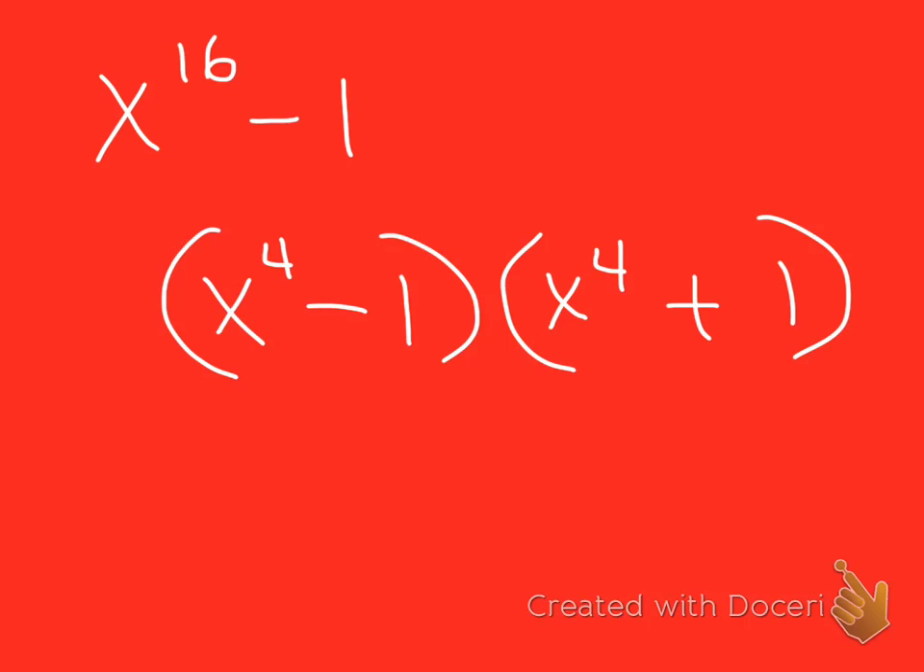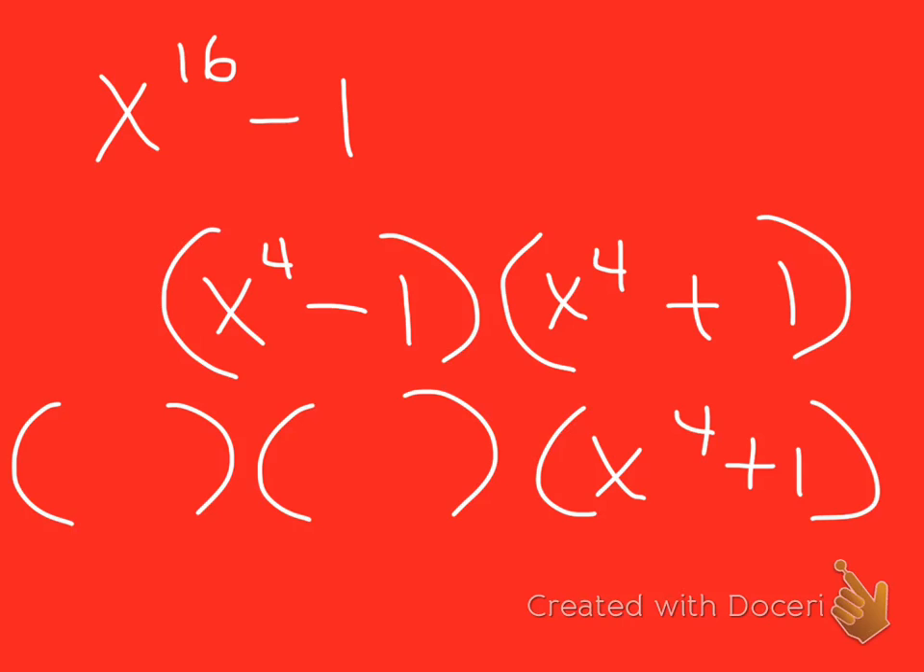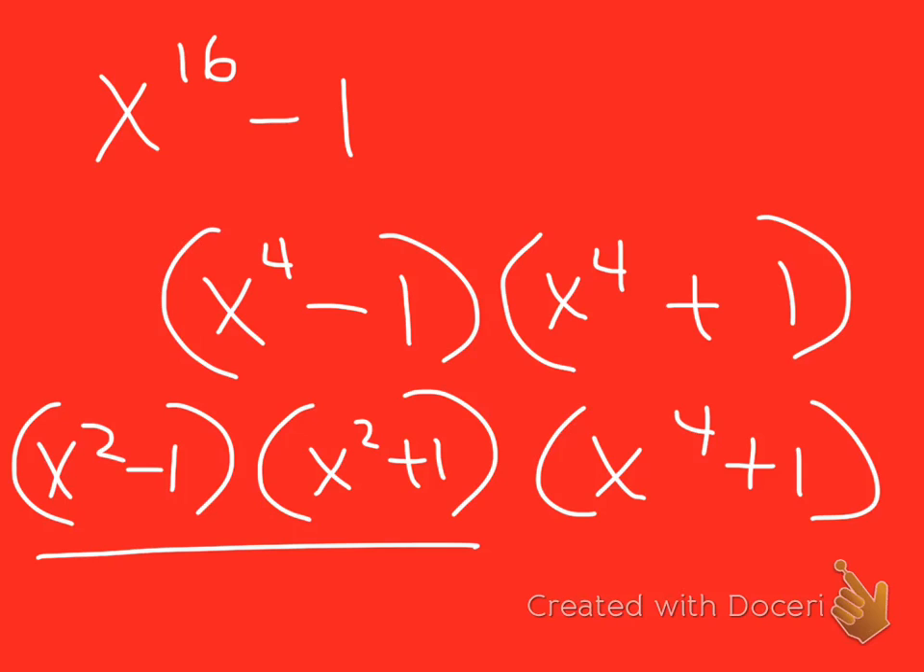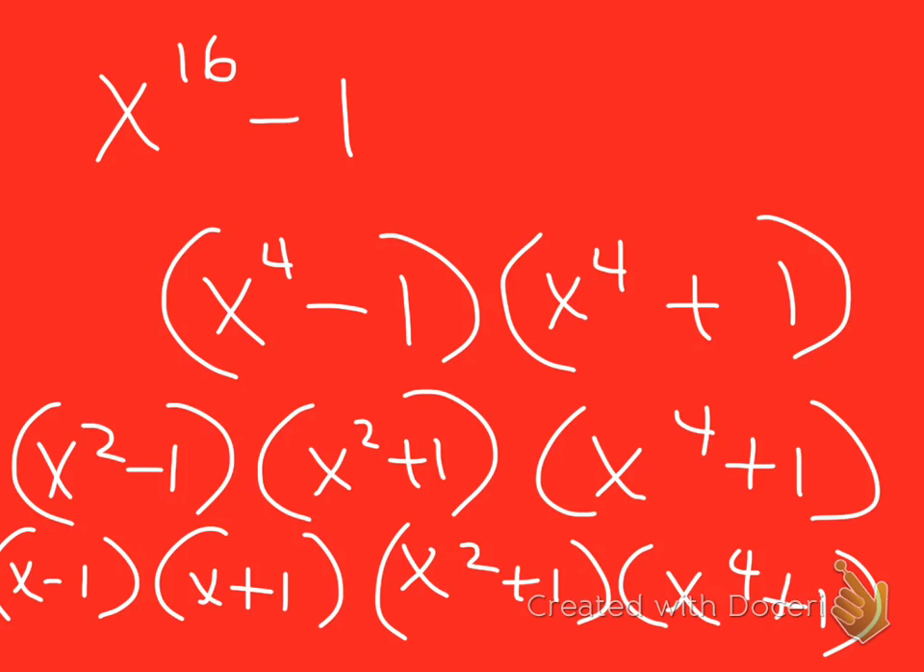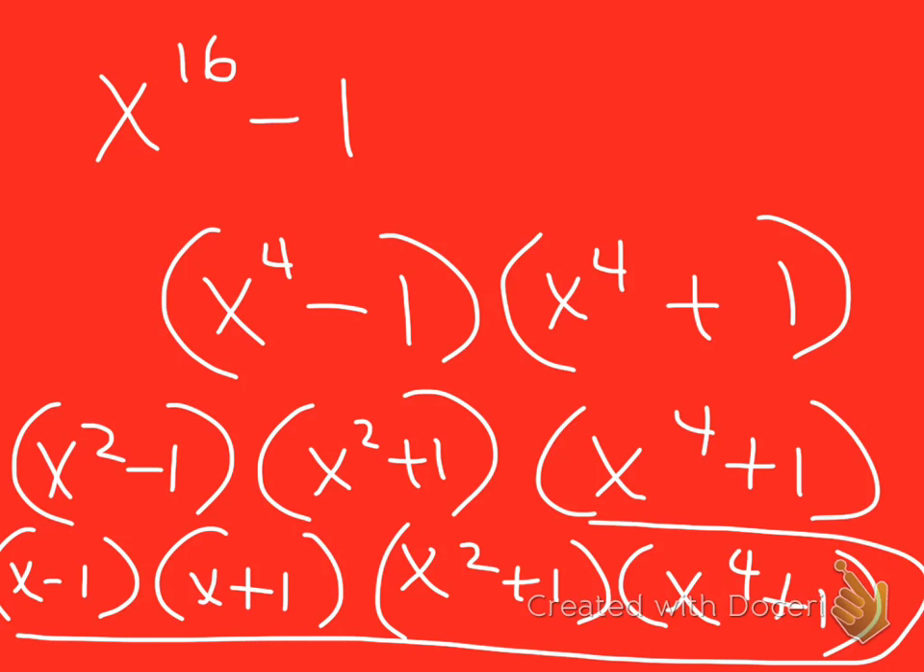So then I can come in here, and I'm going to write this x to the fourth plus 1 as is. And what does this one become? x squared minus 1, x squared plus 1. One of these can be factored down again, and yes, this one here can, but the rest cannot. So I'm going to rewrite x squared plus 1 and x to the fourth plus 1, but this one can be x minus 1, x plus 1. Look at that. That is the completely factored form of that. Okay, and we are finished.